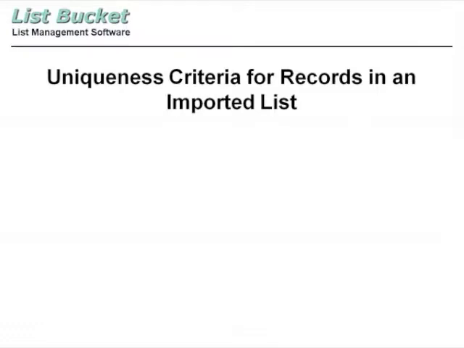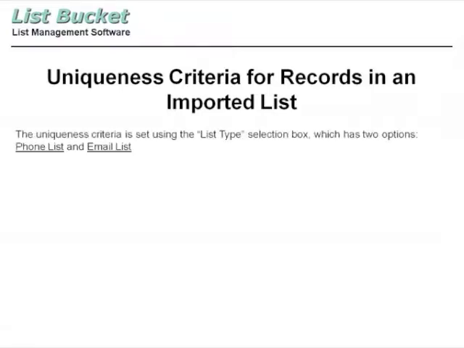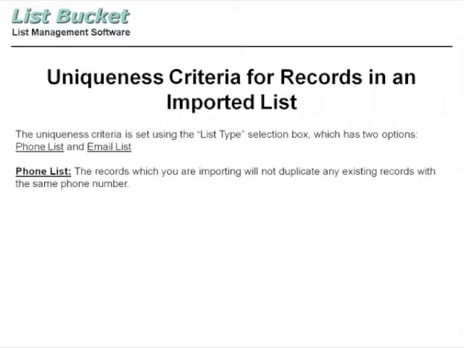Firstly, when records are imported into List Bucket, you must select the uniqueness criteria for the records. This is done using the List Type selection box, which has two options, Phone List and Email List. If you select the Phone List option, then the list which you are importing will not duplicate any existing records with the same phone number. In other words, if a record in the file you are importing has the same phone number as one which has already been imported, another record with that phone number will not be created in the database.